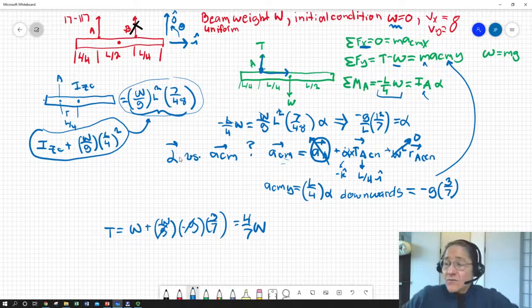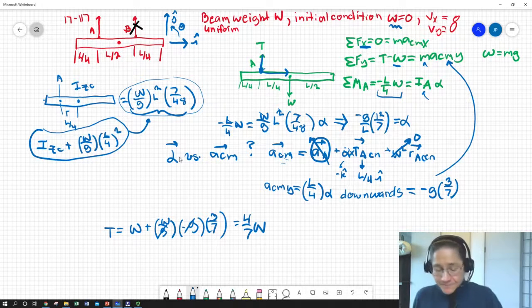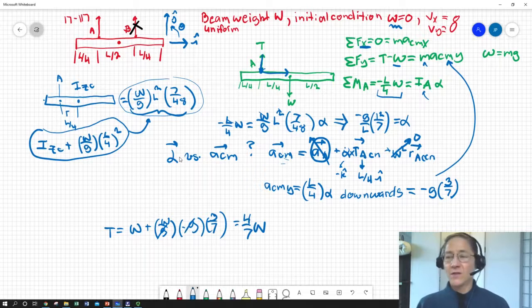So that is it for this demo, and hopefully you have an idea of the flow of how to apply your kinematics, acceleration of 2 points on a rigid body, and apply the kinetics of rotation, use the moment of inertia to connect what we know about rotation of that whole rigid body to the translational motion of center of mass. And that's something that's going to be common all the way through your study of dynamics.